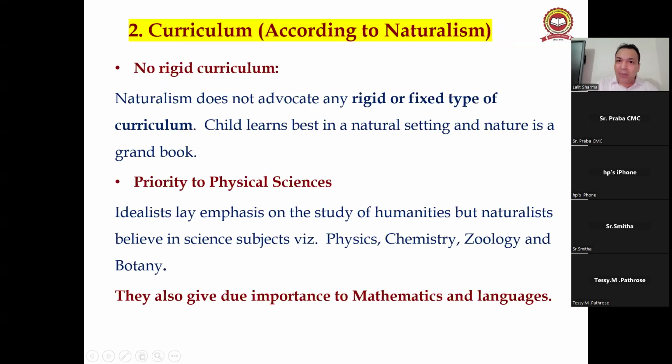Curriculum. According to the naturalism curriculum syllabus, how should the syllabus be? No rigid curriculum. Naturally, why? Because they are giving freedom to the child. So how can you make a rigid curriculum?